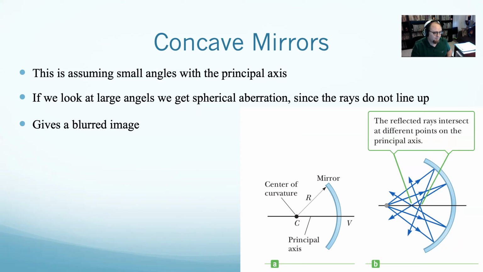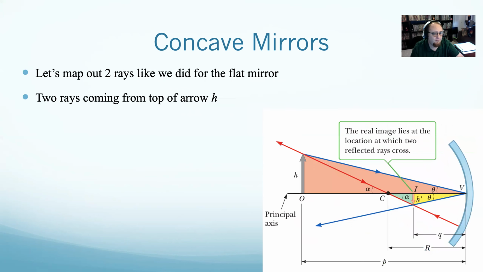And what we can say is we can figure out exactly what an image will look like in a concave mirror, as long as it's a small angle. And we're just going to use geometry to work out how it works. Let's say I want to look at an object in the mirror. Once again, I'm just going to draw my object as an arrow of height h, and that object is a distance p away from the mirror.